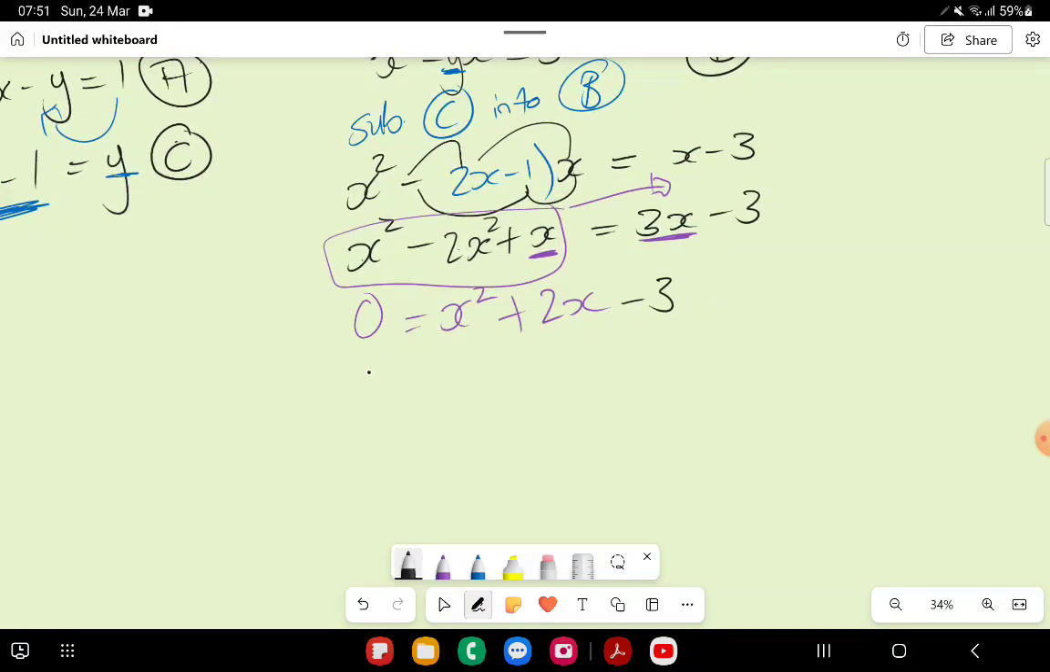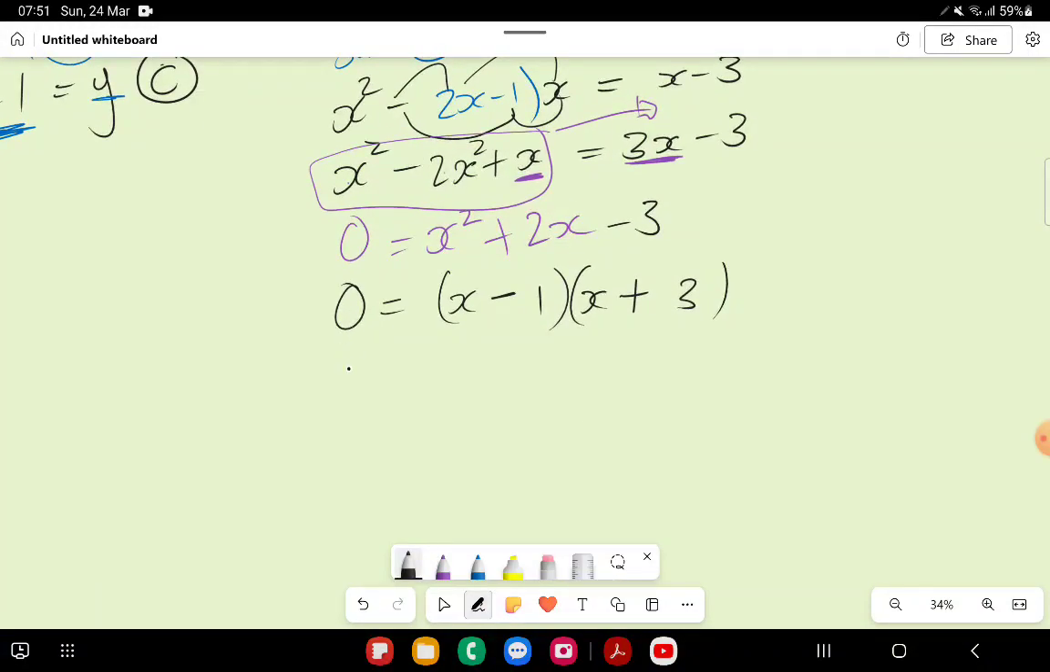Now I'm going to solve for x. I'm going to say 0 is equal to x and 1, x and 3. I want negative 3 and I want positive 2, meaning that positive 3 minus 1 gives me negative 3 when multiplied and positive 2 when added. So therefore, x is equal to 1 or x is equal to 3.